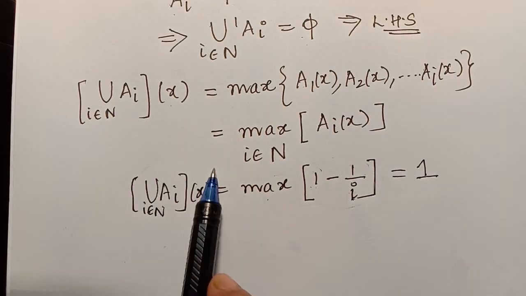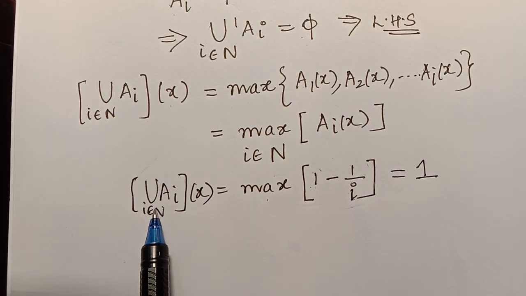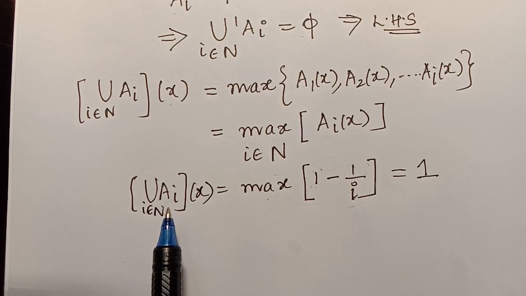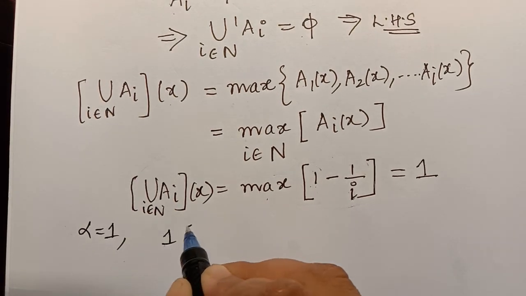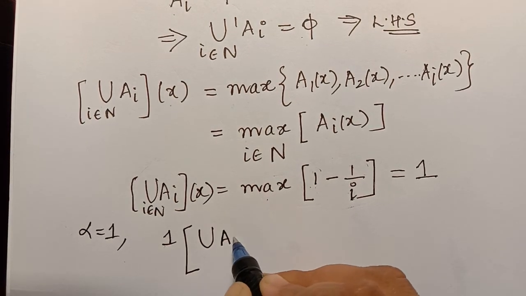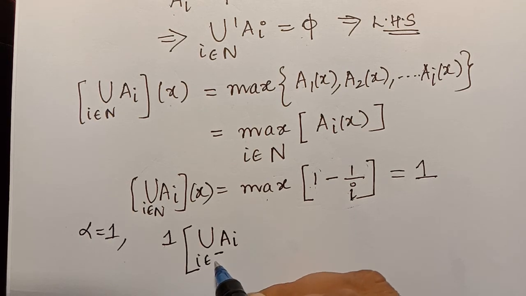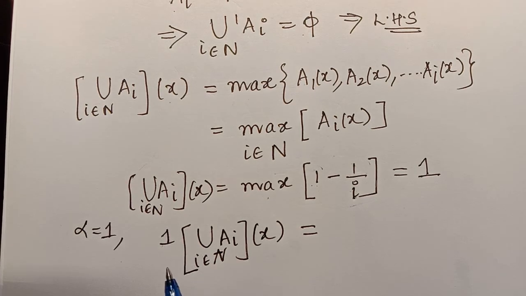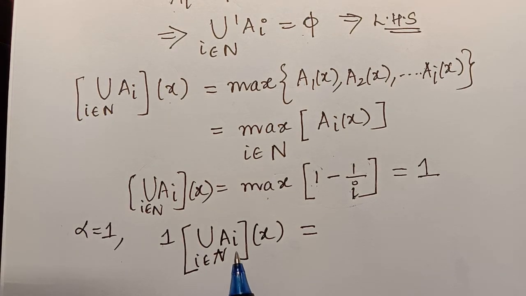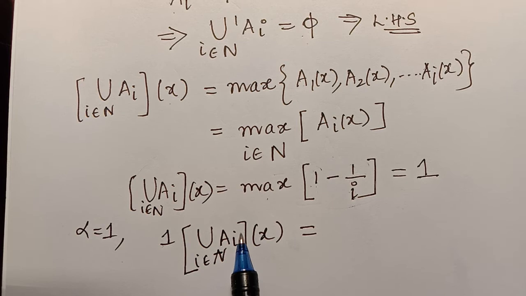Now we shall find the alpha cut for this set. Alpha cut for this set is actually all those membership grades which are greater than or equal to alpha. Now we are going to choose the alpha to be equal to 1. So the one cut of union AI for I an element of capital N of X. So then we are going to find the one cut for this. So what will be that? All those elements whose membership grades are greater than or equal to 1.